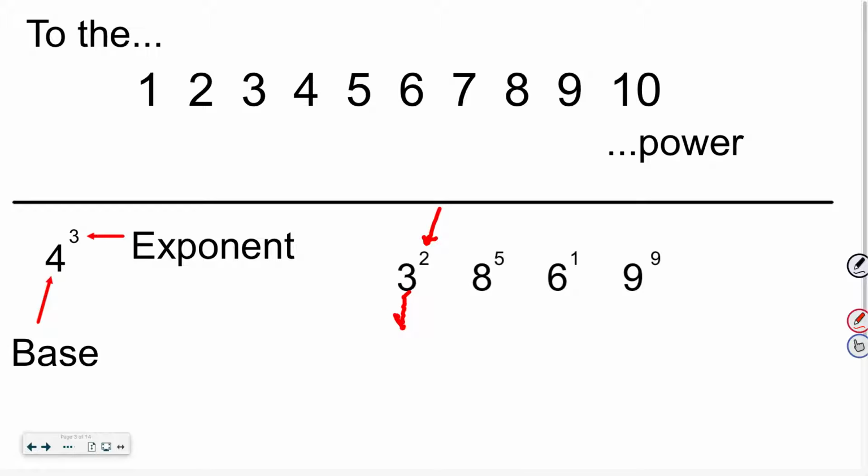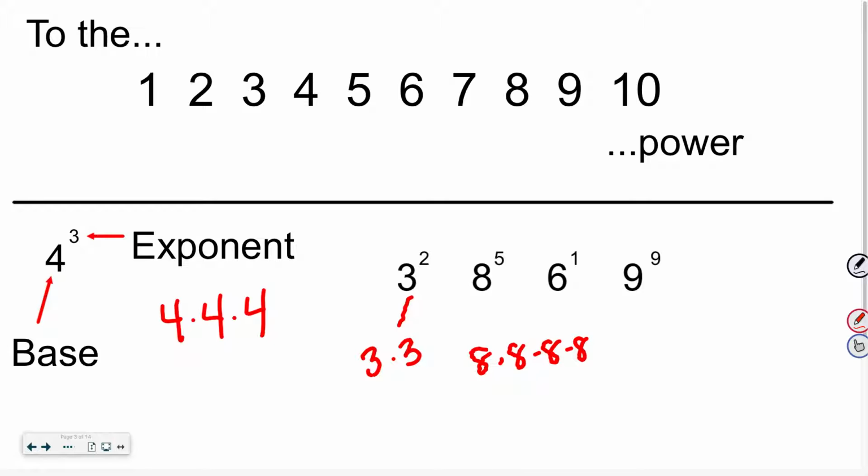So if we have a base of 4 and an exponent of 3, how can we break that out? What is 4 to the third? 4 times 4, good, times 4. And 3 squared, we've already talked about, is 3 times 3. What about 8 to the 5th? If I see that number, 8 to the 5th power, what am I supposed to do? Multiply 8 by itself 5 times. That would look like 8 times 8 times 8 times 8 times 8. And that breakout may seem silly, but we're going to use that strategy of breaking out numbers to help us learn the properties of exponents.